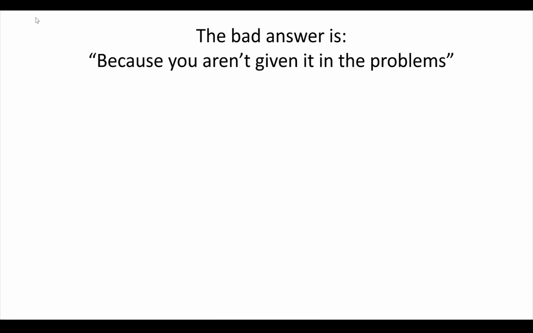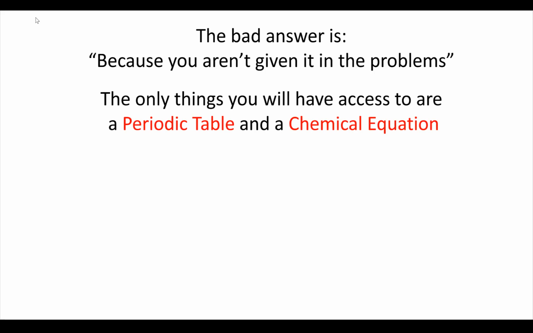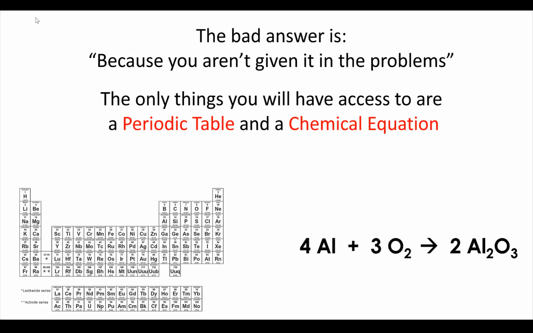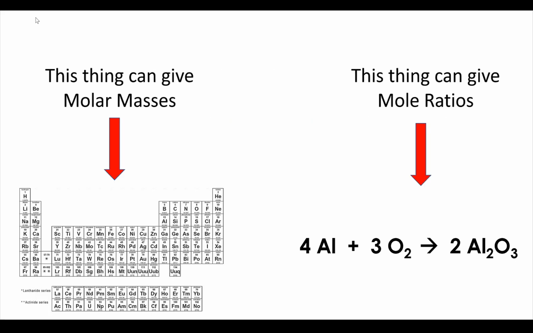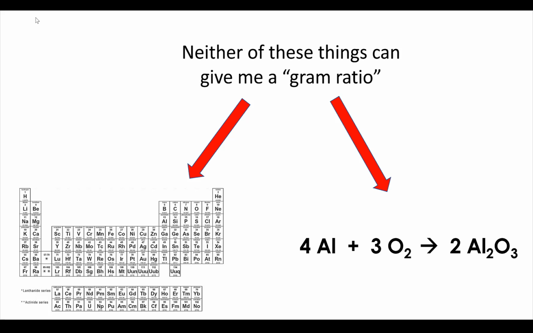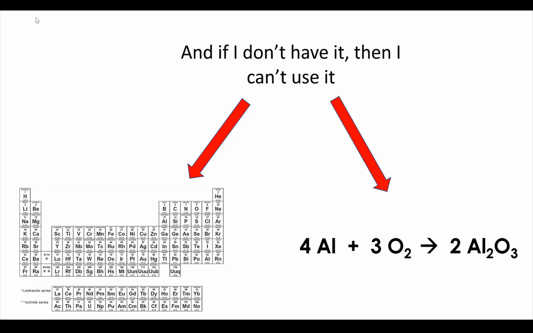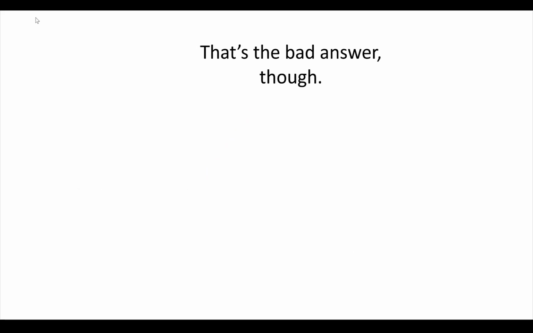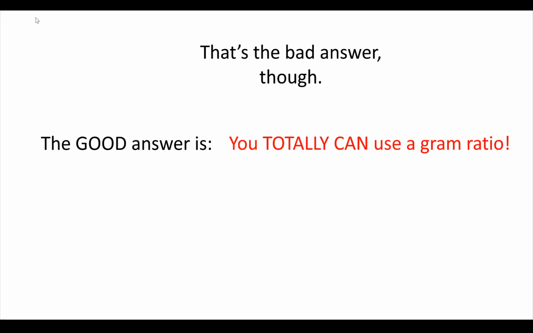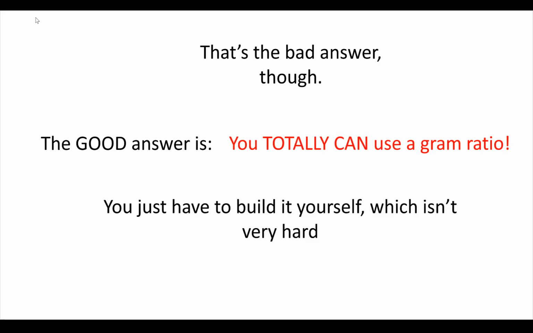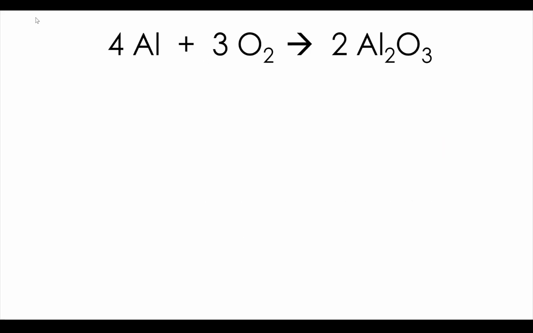Well, the bad answer is because you don't have the gram ratio in the problem. The only things you're given are a periodic table and a chemical equation. And the periodic table will give you the molar masses. The equation will give you the mole ratios, but nothing will give you a gram ratio, so you just don't have the tools. If you don't have it, you can't use it, but that's the bad answer. The good answer is that you actually can do this. You can use a gram ratio. You just have to make it yourself. Let me show you how.